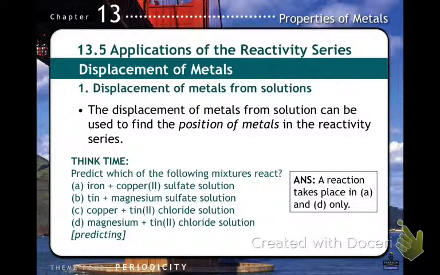C, copper plus tin 2 chloride. What do you think? Now, even though tin is not part of the reactivity series, you should hazard a guess. If you compare copper and tin, obviously copper is the least reactive. So copper metal will not be able to displace tin, and so there is no reaction. Last one, magnesium plus tin 2 chloride. Magnesium is one of the more reactive metals, so it will displace tin to form magnesium chloride and tin metal. So in this case, which of the following mixtures will react? A and D. So give yourself a pat on the back if you are able to answer these questions.